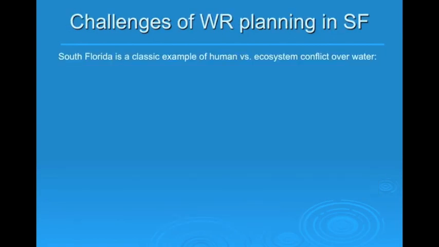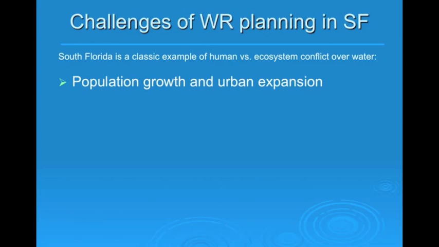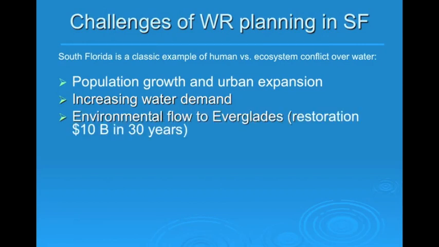So really, South Florida is a classical example of human versus ecosystem conflicts over water. You have human development, urban and agricultural, at the expense of an ecosystem that was there to begin with. You have population growth and urban expansion. You have the resulting increasing water demand from that expansion. One of the things that was realized very quickly in Florida is that growth at the expense of the ecosystem was not going to be sustainable.